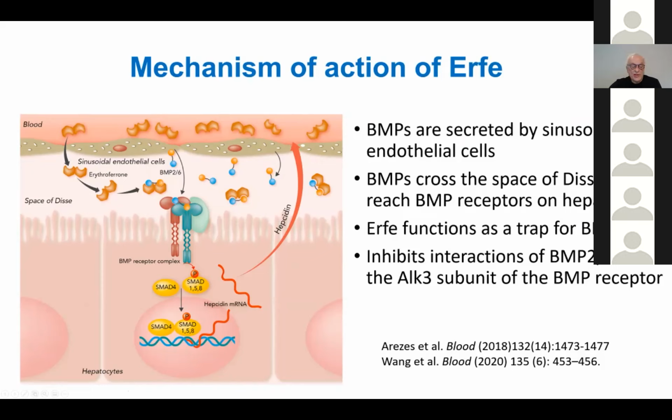And in the space of Disse, erythroferrone intercepts BMP2 and 6, presumably, and prevents its interaction with the BMP receptor. And so this mechanism was then postulated, and there's good supportive data for this. This mechanism is the most likely mechanism. There may be others as well, but it's the most likely mechanism that controls or inhibits the transcription of hepcidin and the secretion of hepcidin. And the ALK3 subunit of the BMP receptor may be particularly important in this interaction and in this regulation.